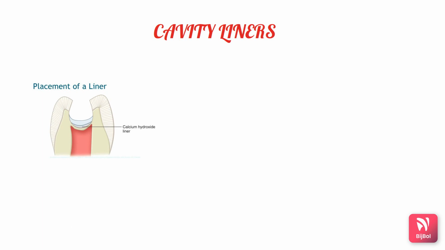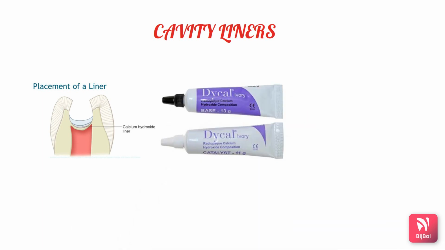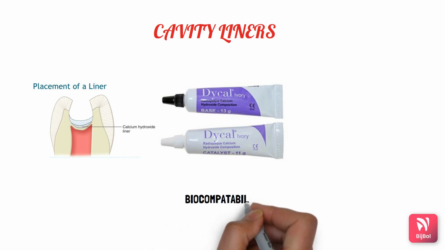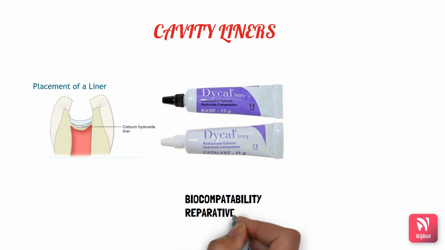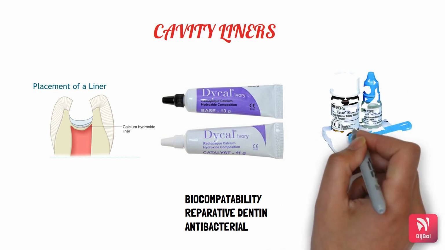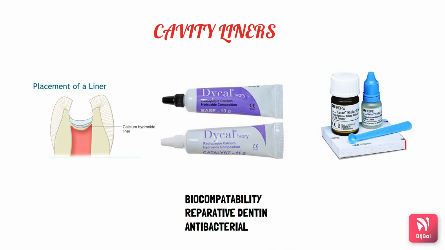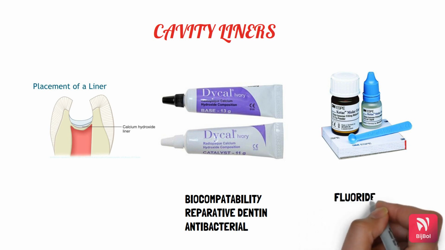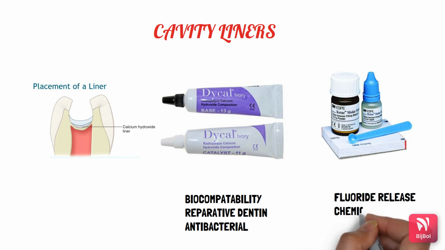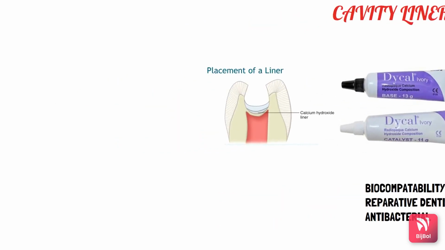And if you observe, one of the cavity liners is calcium hydroxide, and it is employed in the deeper cavity preparations due to its biocompatibility, reparative dentin ability, and also its antibacterial activity. And now we can discuss the GIC liner. This material is used as a liner as well as a base primarily because of its highly desirable properties like fluoride release and chemical adhesion to the tooth structure. It can be placed in moderate to deep cavities.